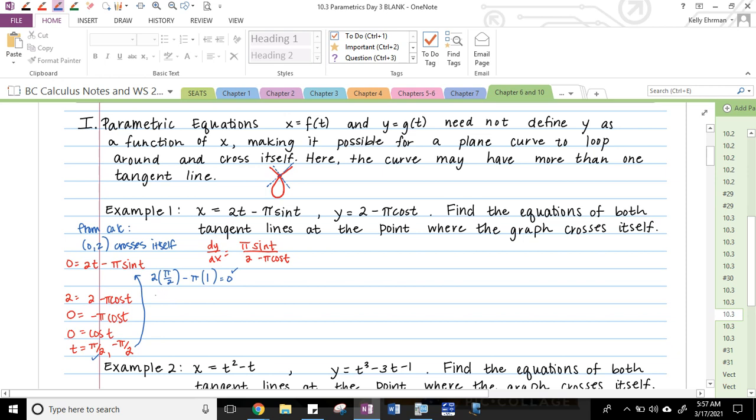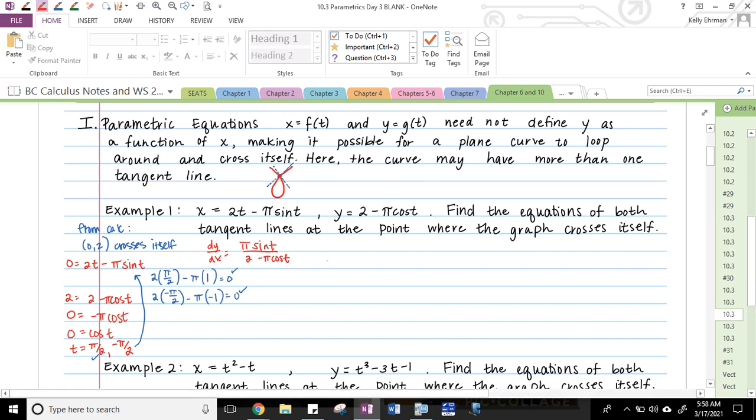What about negative pi over 2? 2 times negative pi over 2 minus pi times the sine of negative pi over 2, which is negative 1. Negative pi plus pi is equal to 0. Yes. If I had plugged in 3 pi over 2, I wouldn't get the right answer, because I would get 3 pi minus pi times negative 1, so I would get 4 pi. So 3 pi over 2 and negative pi over 2 aren't going to give me the same answer, and you do have to be careful with that.